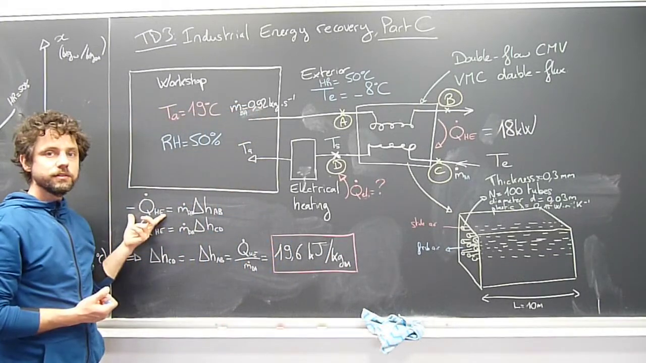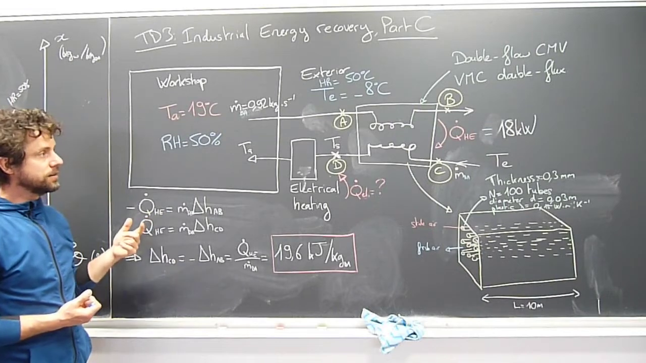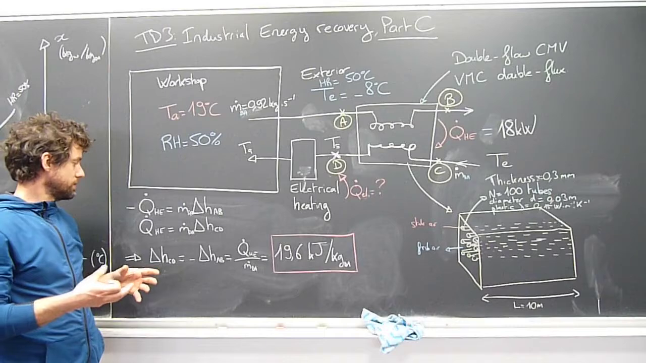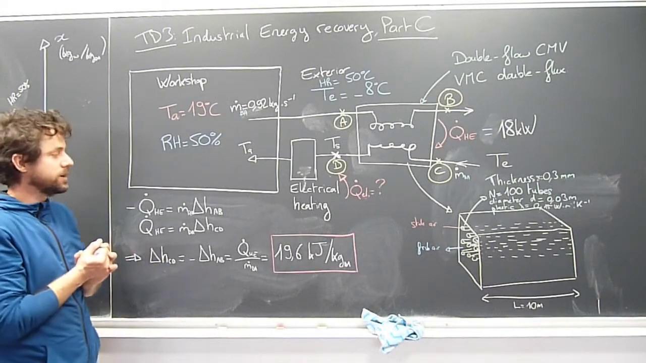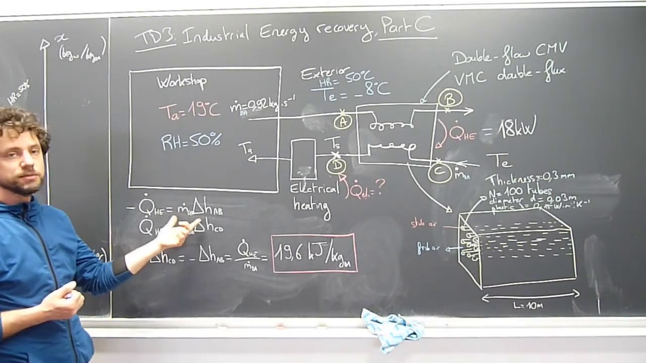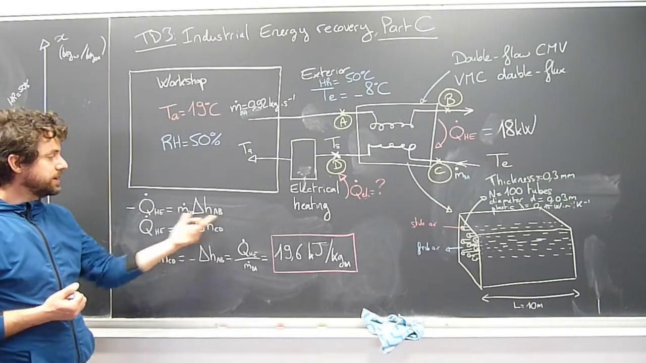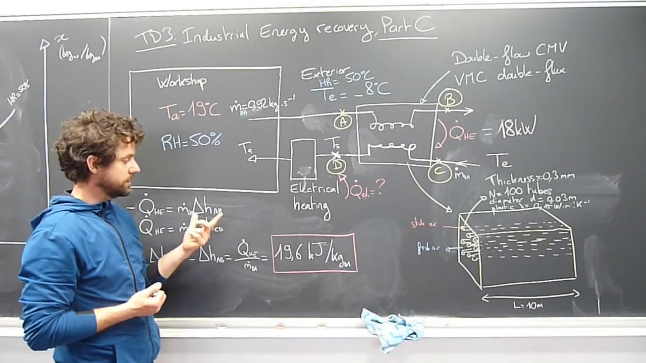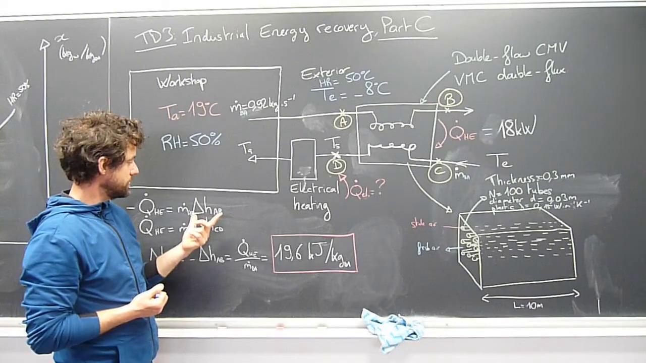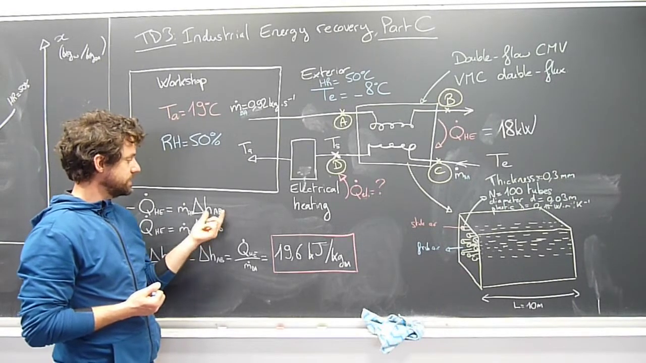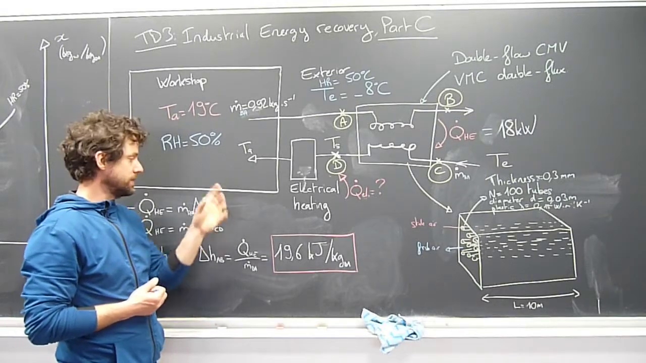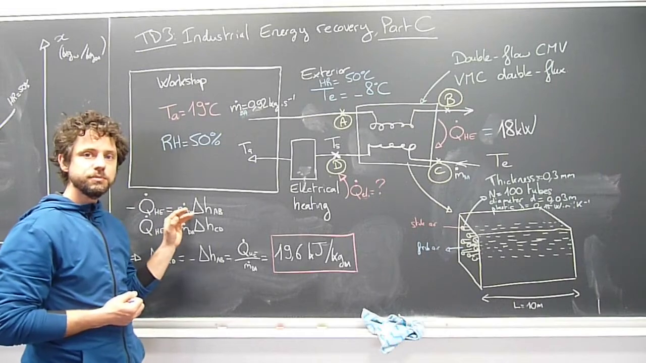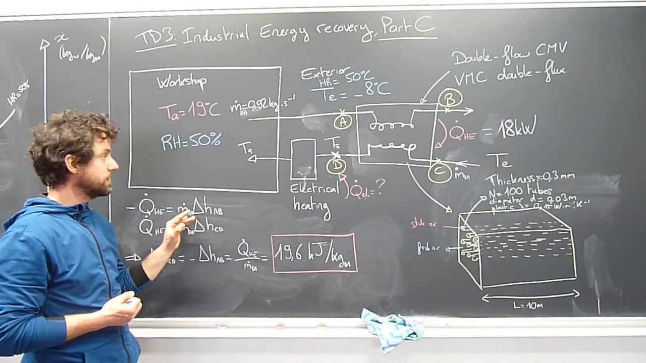So we can do a heat balance, and the heat flux or heat transfer rate that is received by the fluid is equal to its mass flow rate multiplied by the specific enthalpy. In moist air, this specific enthalpy is expressed in energy per unit of mass of dry air, so that's why it's multiplied by the mass flow rate of dry air.